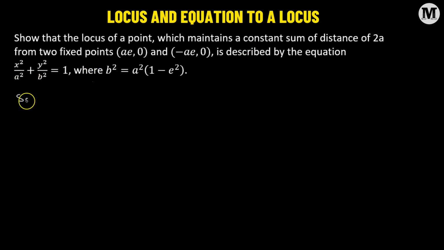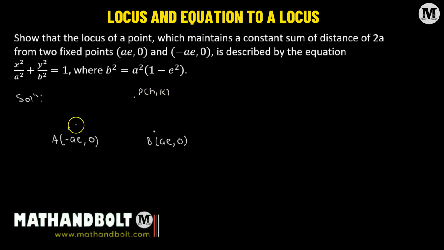Let us begin. So we have here, let's say, a point A. A has the coordinates (-ae, 0). Then we have another point B. B has the coordinates (ae, 0). There is a point P. We're going to name its coordinates as (h, k).